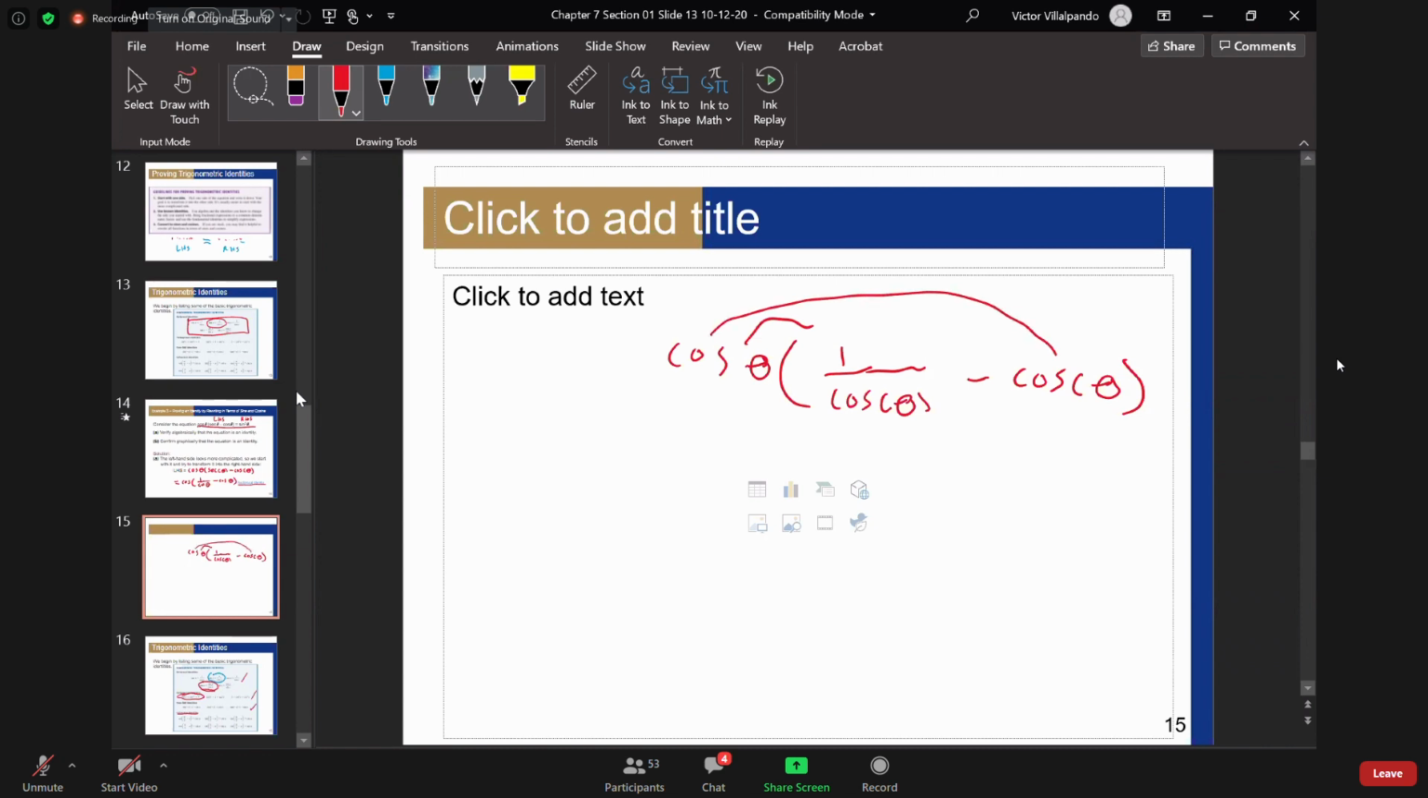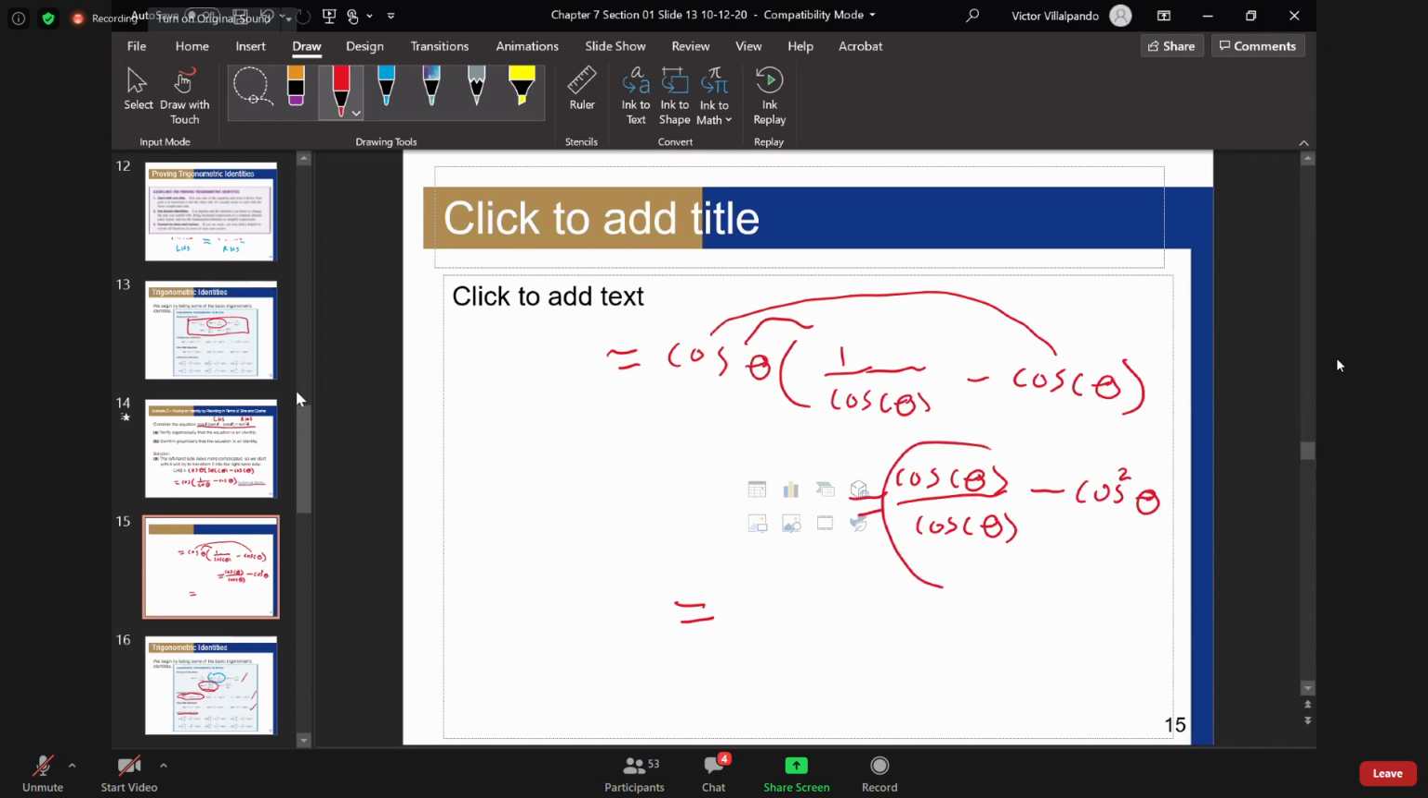Distribute. So here we're left with cosine of theta over cosine of theta minus cosine times cosine. Isn't that just cosine squared? Like x times x equals x squared, right? So if we have cosine being multiplied by another cosine, it should be minus cosine squared of theta. I hate this thing in the middle. I don't know how I can get rid of it. But following along, we're still on the left hand side trying to approach our right hand side.